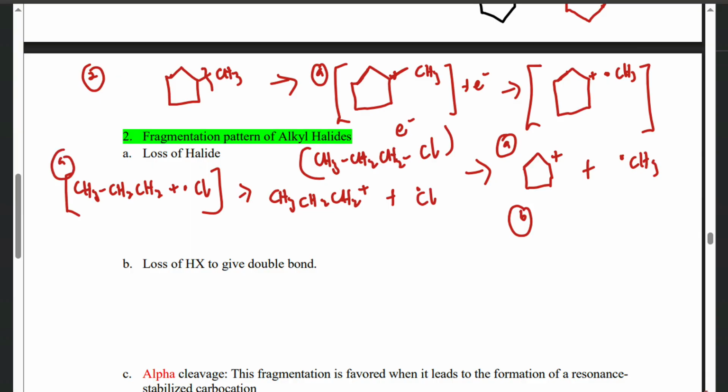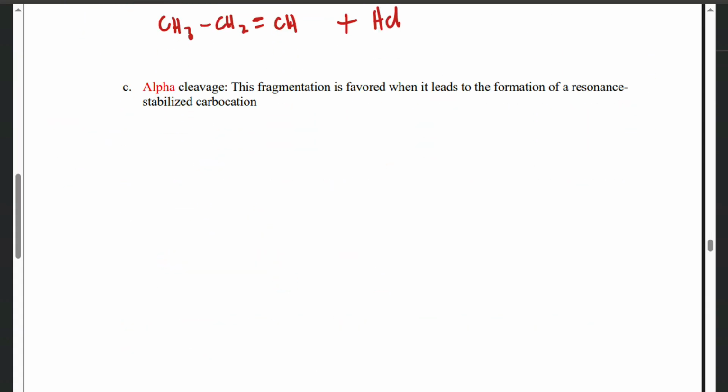Another thing that happens is the loss of HX. So that is basically like you having CH3, CH2, and then you are removing these, so we are going to have CH, but that always leads to the formation of a double bond plus HCl, right? So let's just move on. Let's leave that third one. It takes a lot of time.